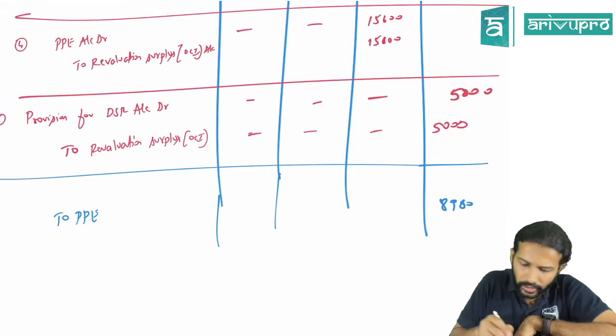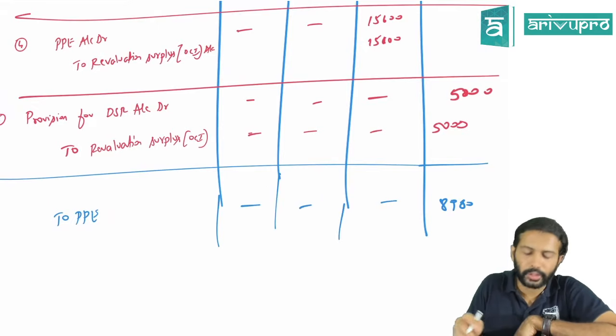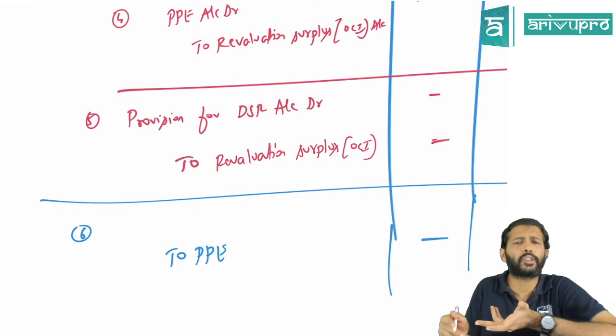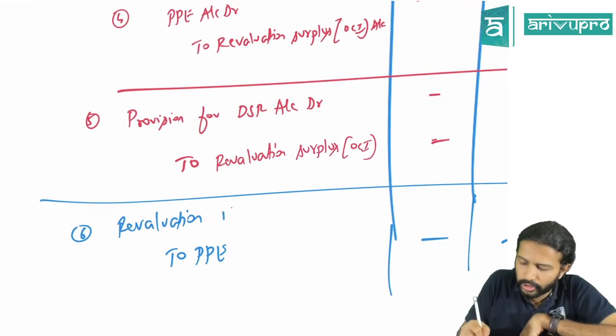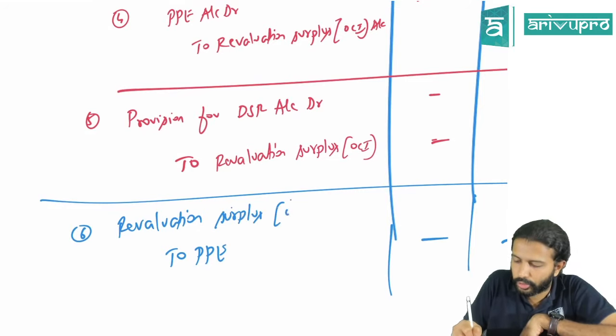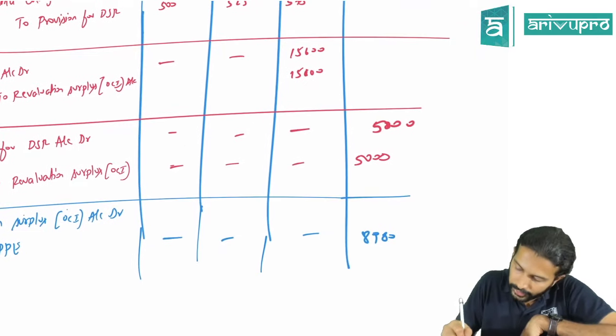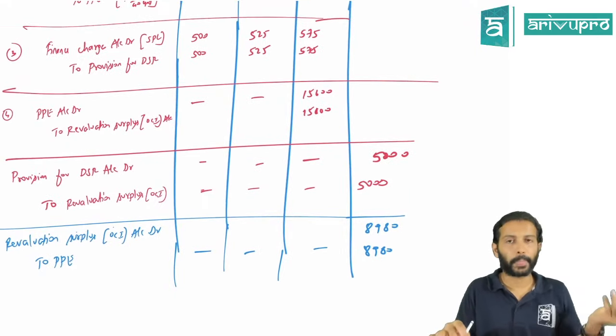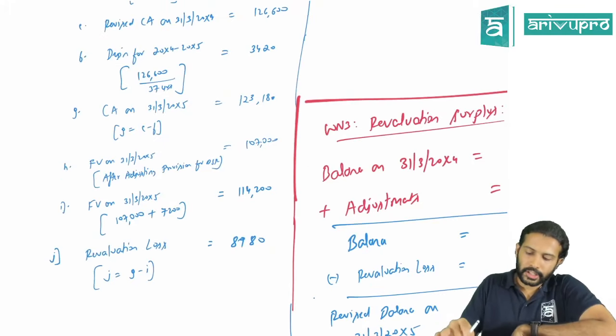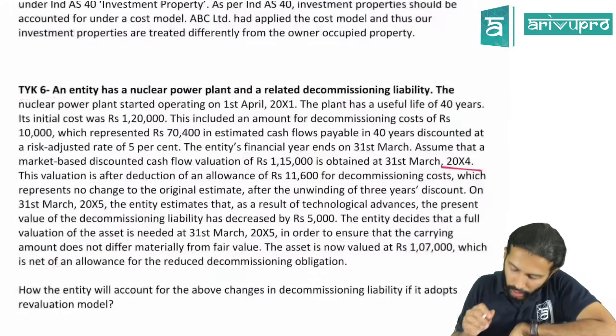Okay, first year, second year, third year, no entry, because this is happening only in the fourth year. What will you debit? You're adjusting this loss with revaluation surplus. So you debit revaluation surplus. So the journal entry will be revaluation surplus OCI account debit, that is 8,980, to property, plant and equipment 8,980. This is the funda. Okay, that's pretty much what they've asked, sir. That's all is the funda of this.